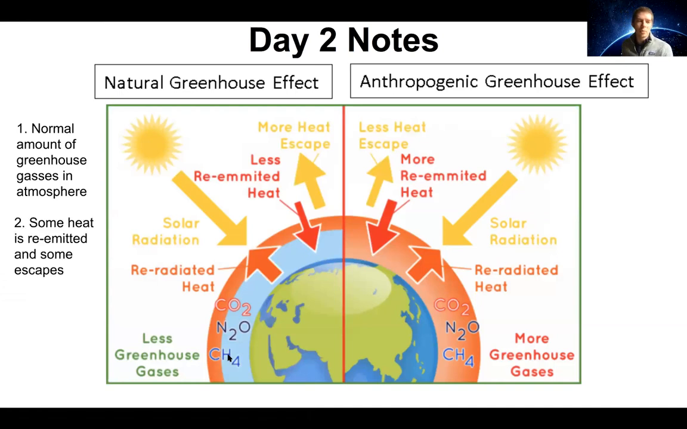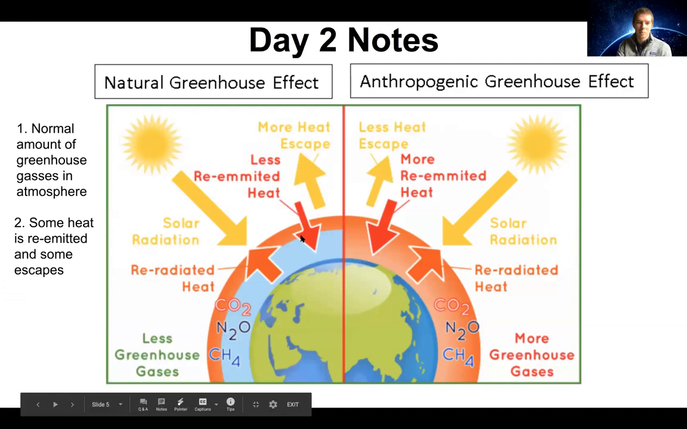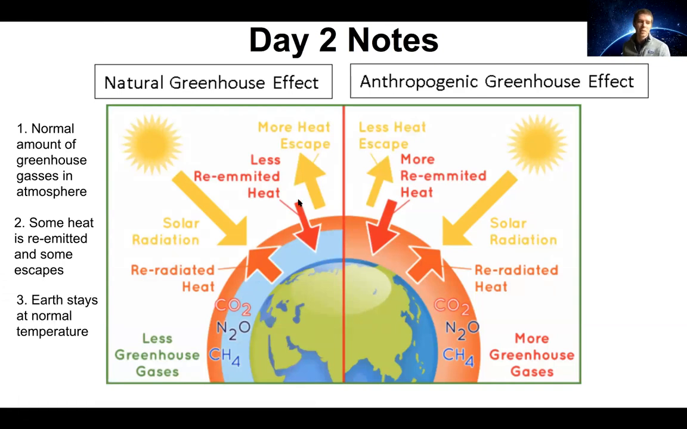Now, that normal amount of gases lets some heat be re-emitted and some escapes. So you can see some is sent back towards Earth, some escapes out into space. That's our normal greenhouse effect. That means Earth stays at its normal temperature, not too hot, not too cold.